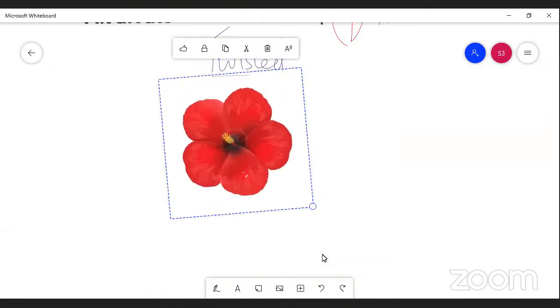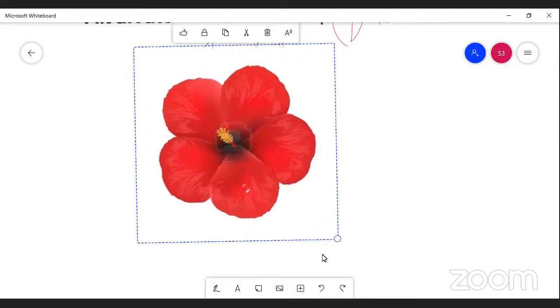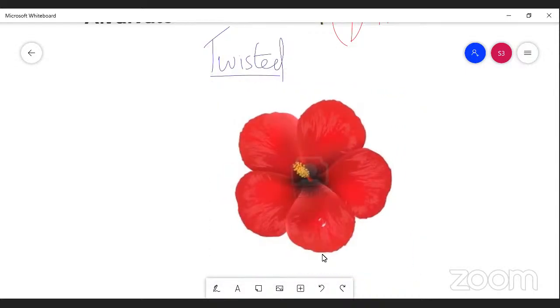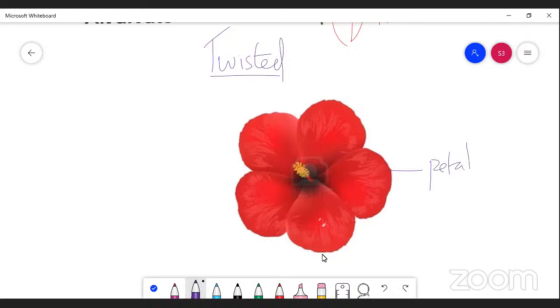Dear students, please understand. This is a Hibiscus rosa-sinensis flower. How many petals are there here? Each one is known as a petal: petal number 1, petal number 2, petal number 3, petal number 4 and petal number 5. The group of petals is called a corolla. All the petals are arranged one above another. Here you can see in the picture, there are 5 petals arranged one above another.